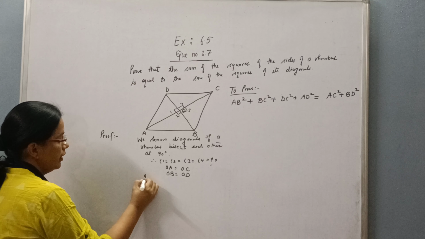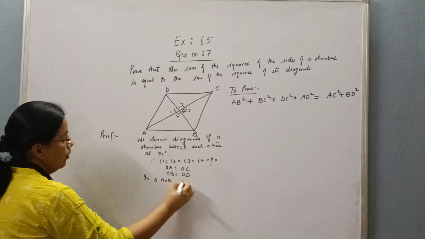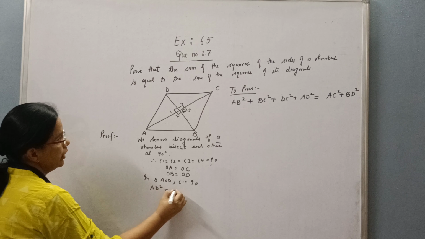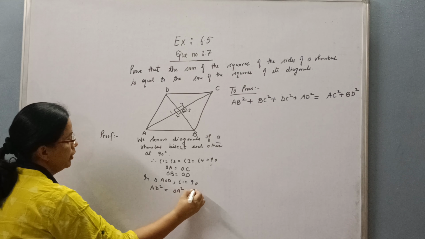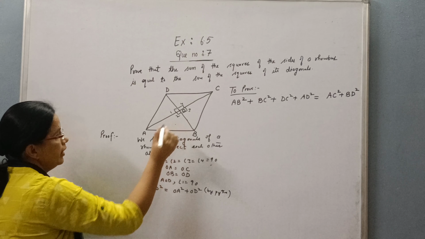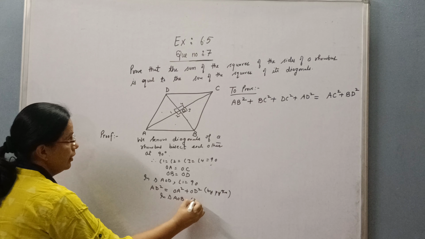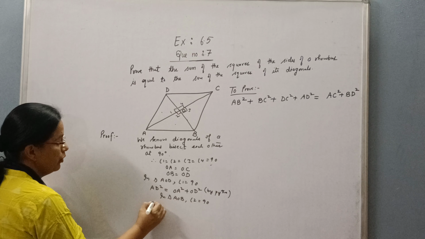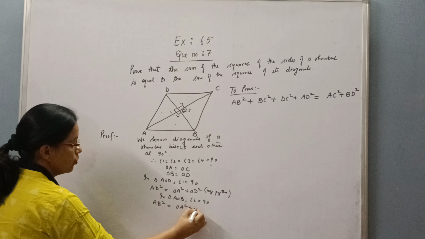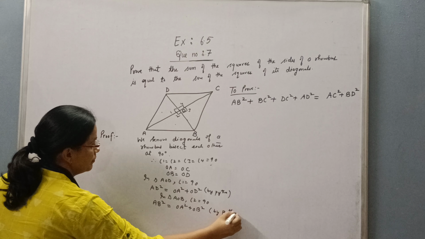First of all, consider triangle AOD. Angle 1 is 90 degrees. So apply Pythagoras: AD square is equal to OA square plus OD square by Pythagoras. Similarly, consider triangle AOB. Angle 2 is 90 degrees. Now apply Pythagoras: AB square is equal to OA square plus OB square by Pythagoras.